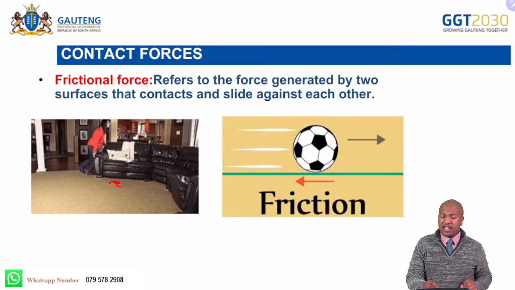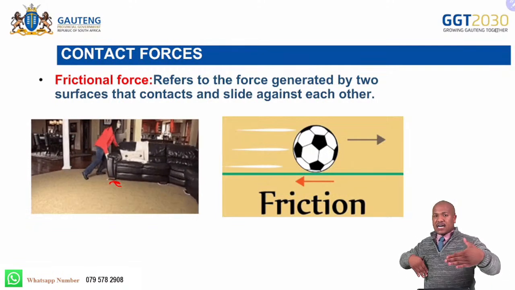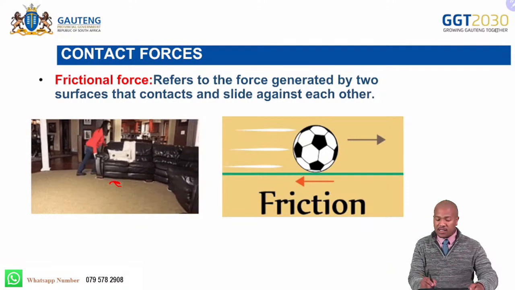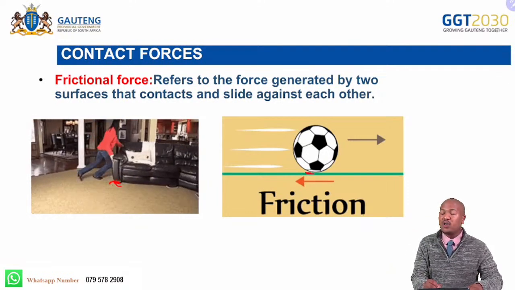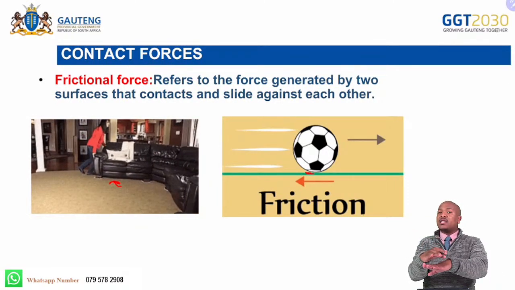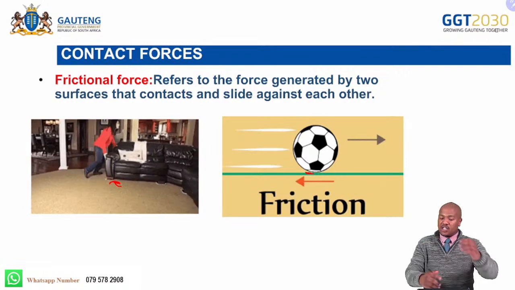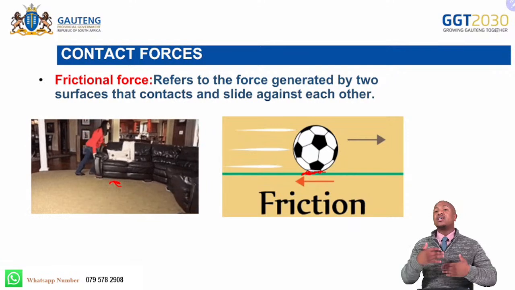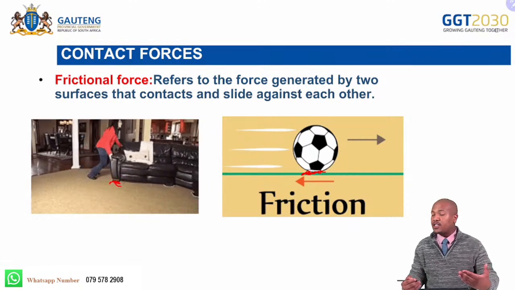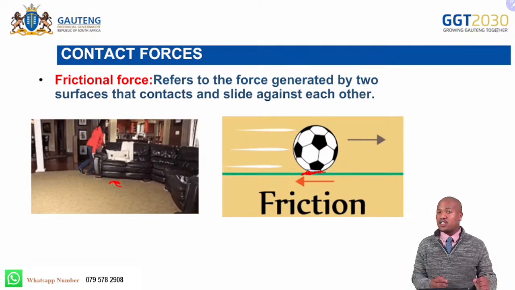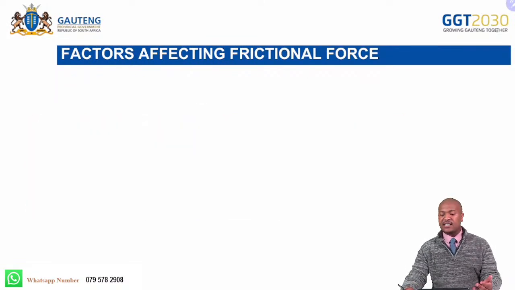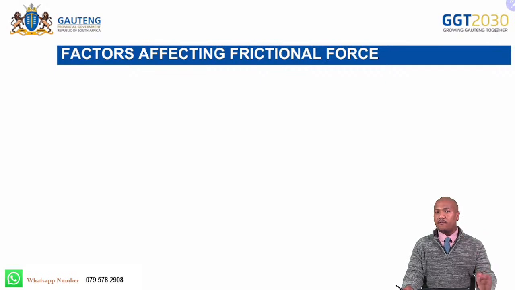Also, when you kick the soccer ball, as it runs down on the surface, it forms a force of friction between the soccer ball and the surface. Hence, it scratches down here. It forms a force of friction between the soccer ball and the surface, probably your grass, your tar, or the soil. Now, there are certain factors that affect frictional force.